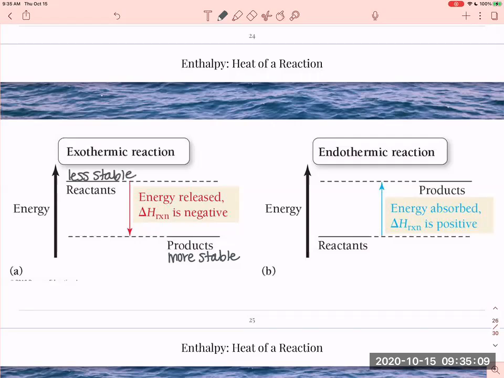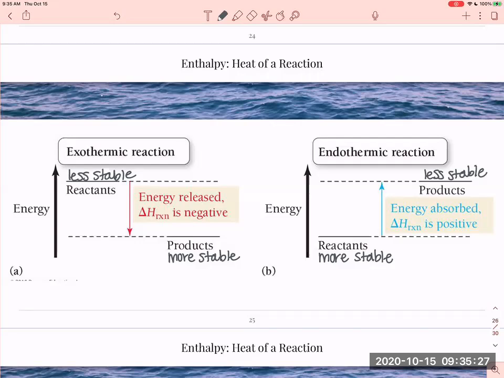So that's exothermic. And then the other way around, if I have something that's more stable, like a weight at the bottom of the stairs, and I'm going to take the weight and put it up at the top of the stairs, I have to put energy in to do that.